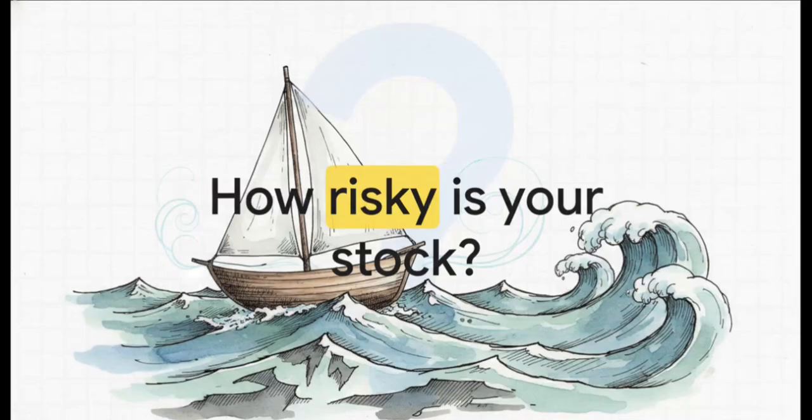Okay, so let's start with a really simple but honestly vital question. Just how risky is your stock? To really get beta, I want you to picture a boat sitting out in the ocean. The ocean's tide, that's the overall stock market. As that tide naturally rises and falls, it takes the boat right along with it. Now, beta doesn't care about the specific design flaws of the boat itself. Instead, it measures exactly how your specific boat reacts to those broader ocean waves.